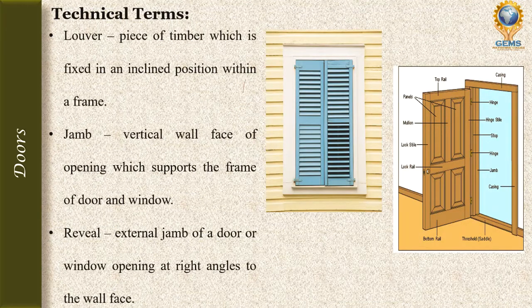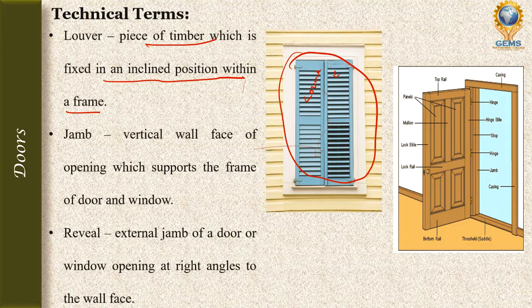Louvre. A piece of timber which is fixed in an inclined position within a frame. So see this diagram. So these are the louvres. So it is an inclined timber which is fixed in a frame. So that is called louvre.